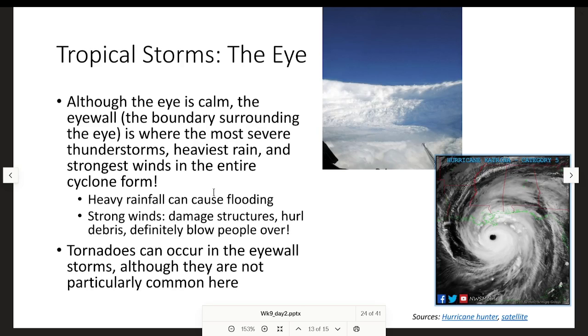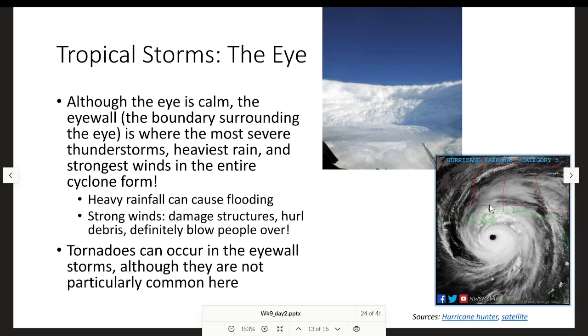Tornadoes can occur in the eye wall of storms, although they're not particularly common here. I disagree. If you get a strong hurricane in Mississippi, Alabama, Louisiana, Florida, Georgia, it's prime. I had a friend who stayed for Katrina, and she lived in South Mississippi at the time, pretty close to the coast.